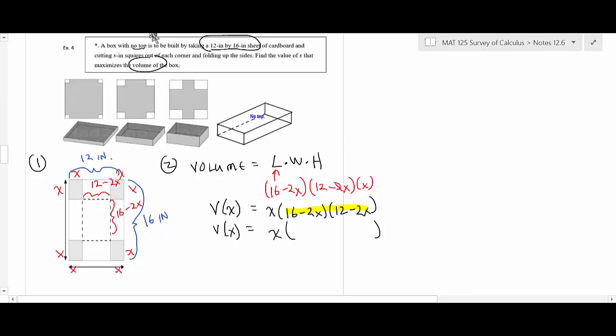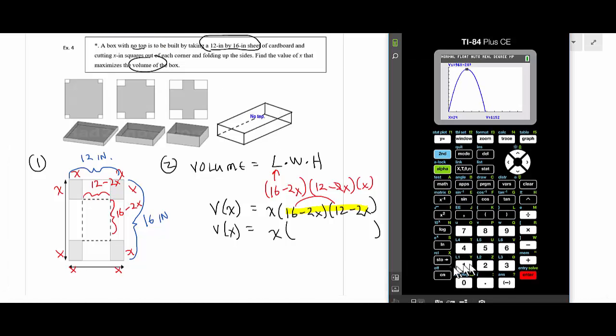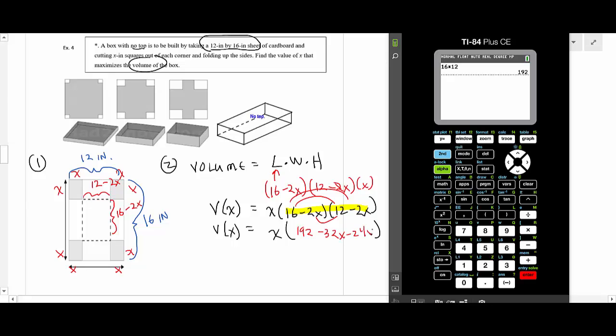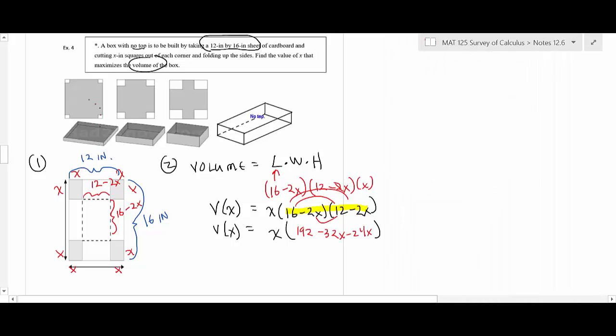So let's see. I'm going to go ahead and start doing your FOIL here. So let's see, I might need to use my calculator. You might get into some pretty big numbers on this. So 16 times 12 is going to be 192. Okay, and then the outside term is going to be minus 32x. The inside term is going to be minus 24x. And then the last term is going to be plus 4x to the second.